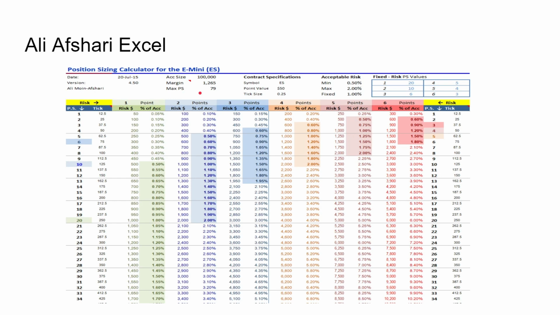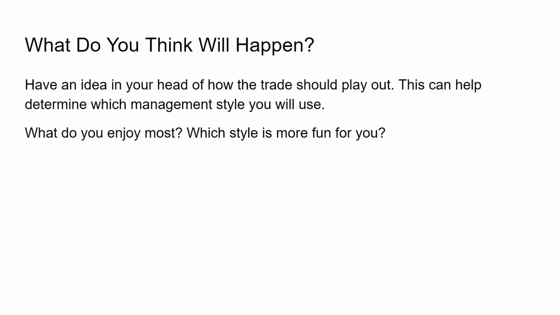It's very well written. It's important to have an idea in your head of how the trade should play out. This can help determine your management style. It's also really important to find out what you enjoy most, which is more fun for you. Some of these are more profitable than others, but they might not be as fun to you.